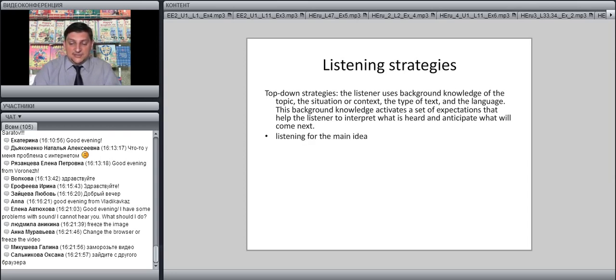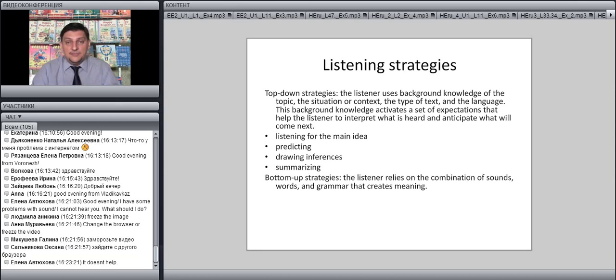For this type of strategies, you use listening for the main idea, you use predicting strategies, you use drawing inferences, and you often use summarizing. For the bottom-up strategies, the listener primarily relies on what is actually being said, which is the combination of sounds, the words, the grammar that creates meaning. In this case, you listen most often for specific information or specific details.